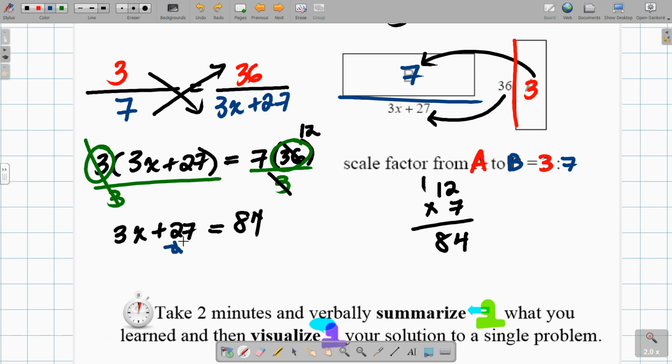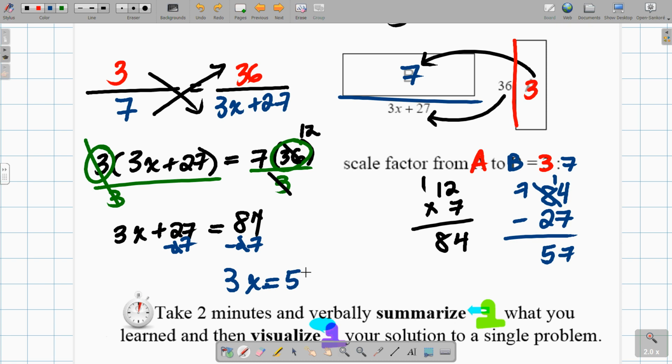84 minus 27, both sides. 84 minus 27 gets me 57. And I divide by 3. And I know 3 goes into 5 one time, 2 left over, and 27, that's going to be 9. So I know my x is 19. And all you need to do is plug it back in, and you'll see that that proportion works.